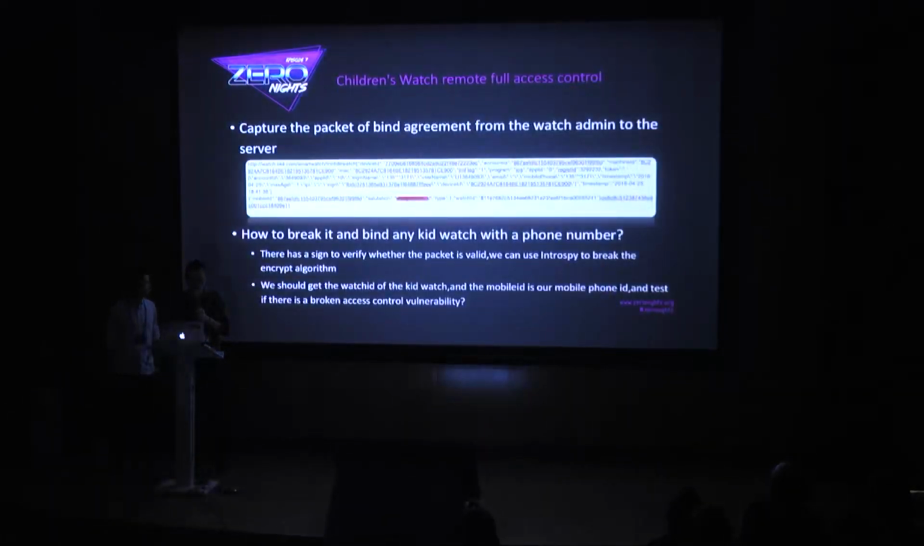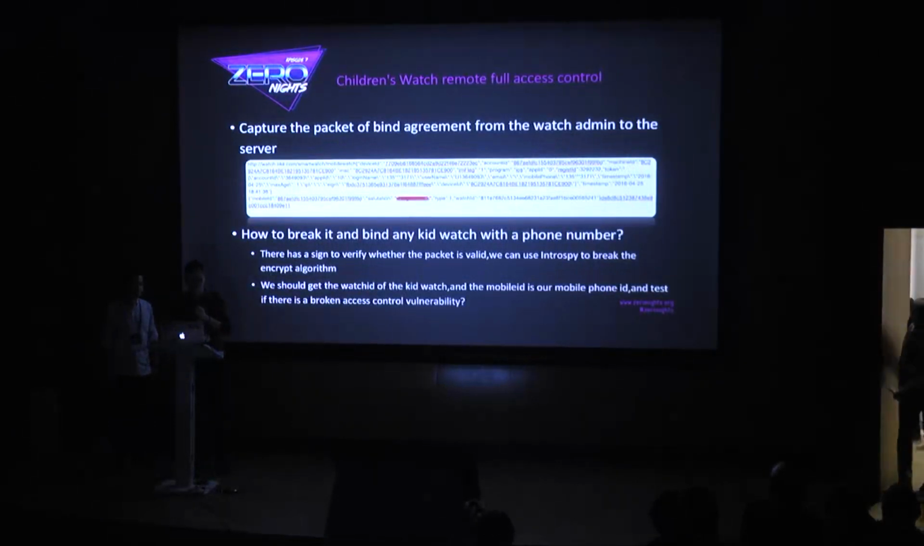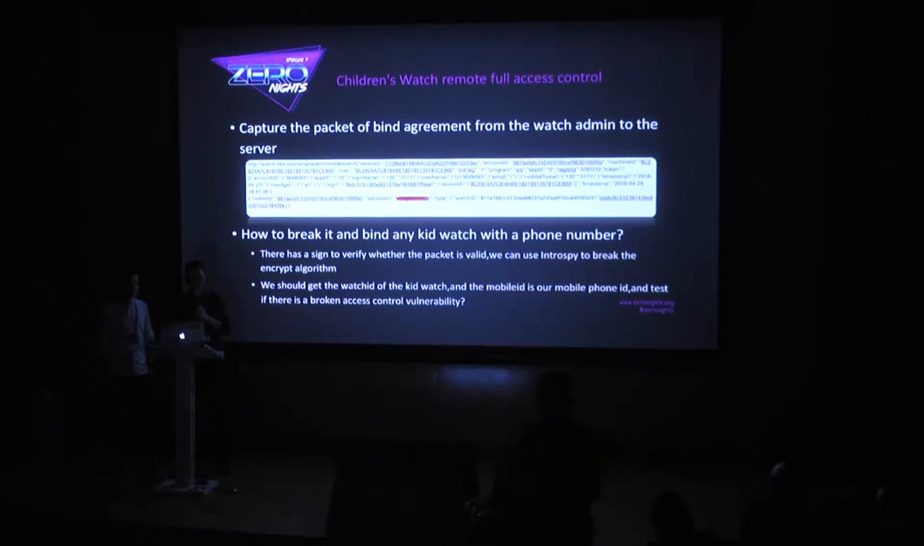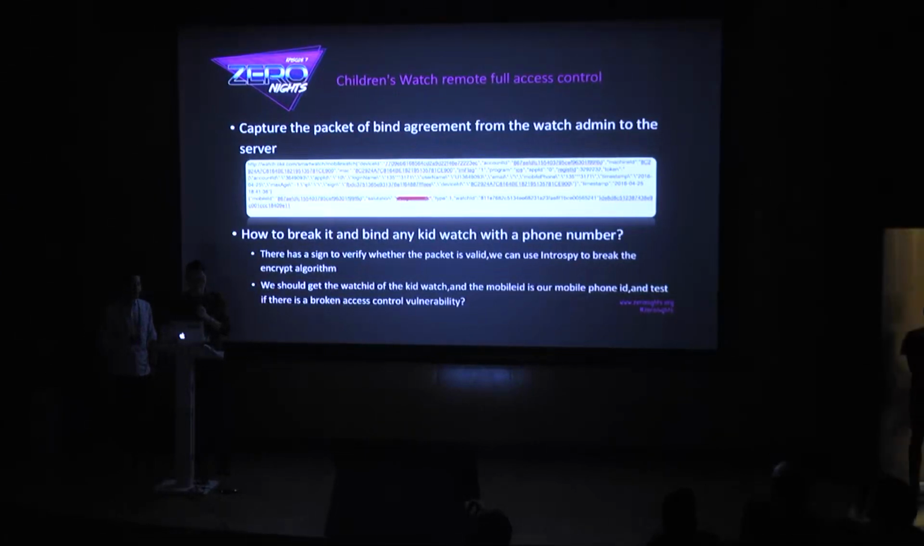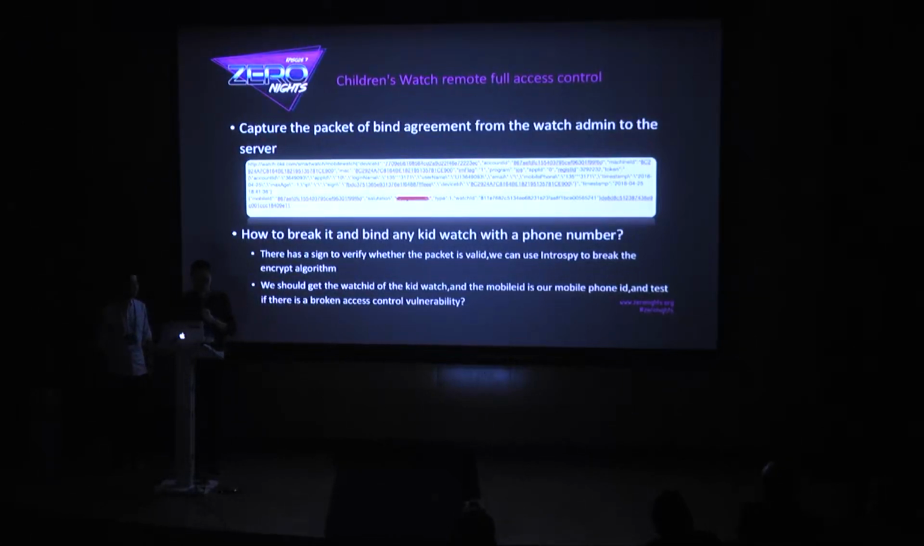Now, how to get remote full access control? First, we can capture the packet of the bind agreement from the watch admin to the server. So this is the packet below. We can see the mobile ID, which is the phone number of the admin, and the watch ID is the ID of the kid's watch.